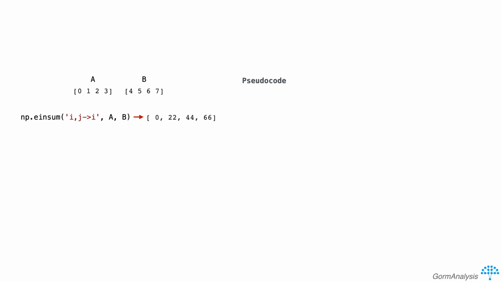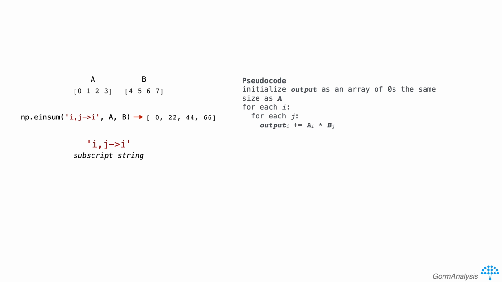In pseudocode, you could describe what just happened as the following. Initialize output as an array of zeros the same size as A. For each i, for each j, output[i] += A[i] times B[j]. So the first parameter of einsum is the subscript string. Assuming we're operating on 2 arrays A and B, it always has the form: subscripts for A's axes, comma, subscripts for B's axes, arrow, subscripts for output axes.